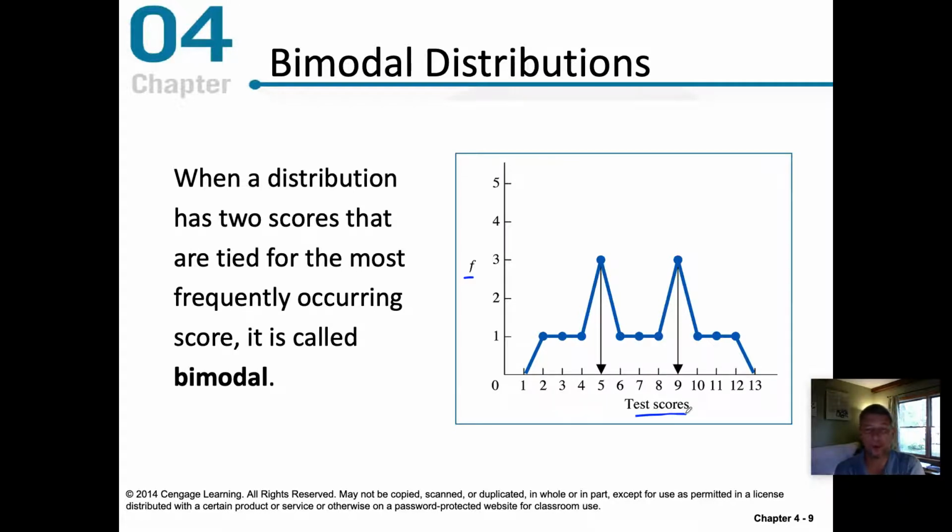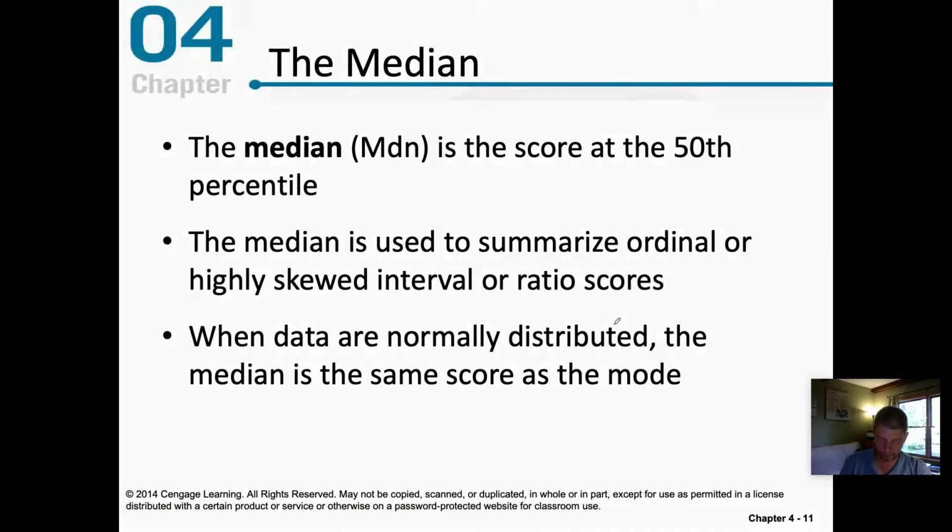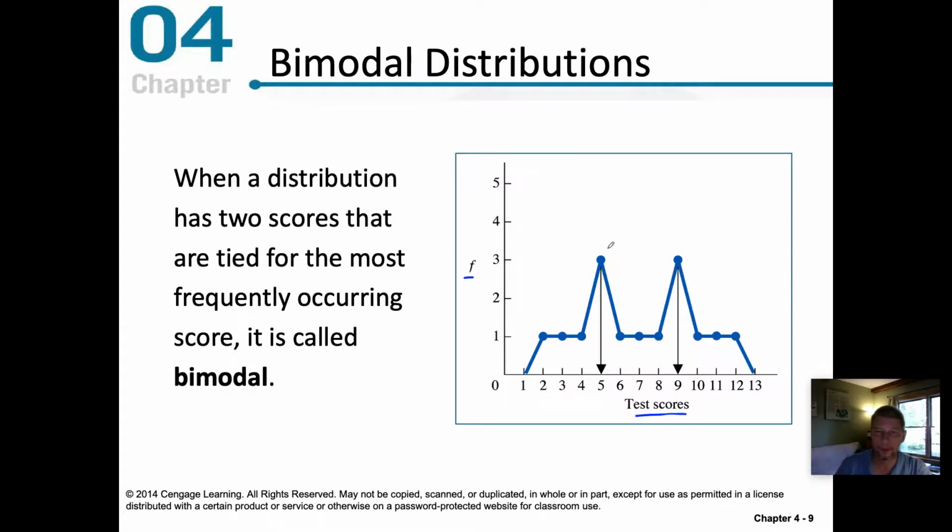Nobody scored a 1. One person scored a 2, a 3, and a 4. 3 people scored a 5. One person scored a 6, a 7, and an 8. One person scored a 9. And then 3 people scored a 9. And then one person scored a 10, 11, and 12. And nobody scored a 13. So in this case, there are 2 peaks to this graph, and therefore it is bimodal.